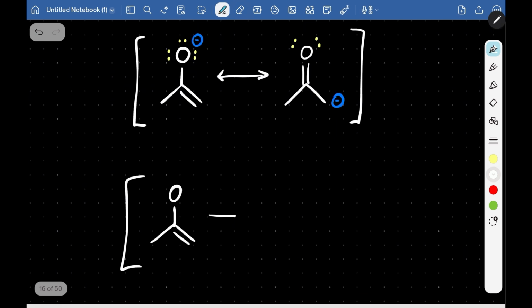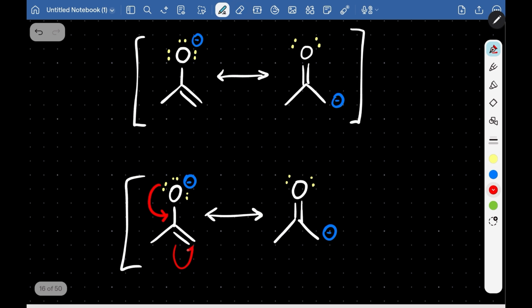Just gonna draw it all over again so you can get the double-headed arrow when talking about resonance structures. That's important. There we go. I think some lone pairs. So the arrow, we know that the oxygen is losing a lone pair, so the lone pair goes right here. Boom. And the double bond creates a negative charge on the carbon, which means it hops right here.